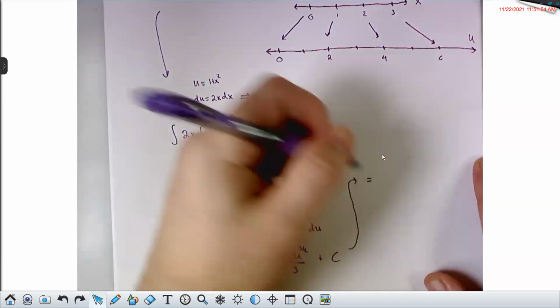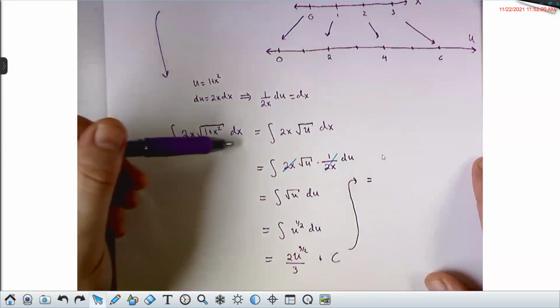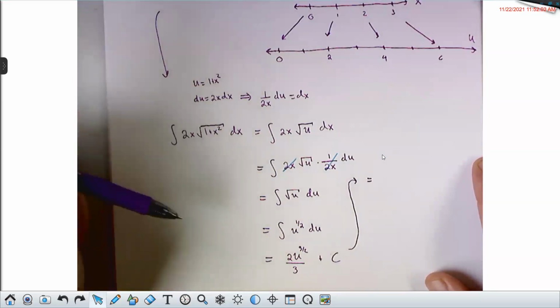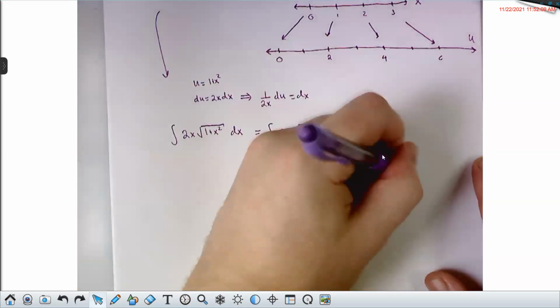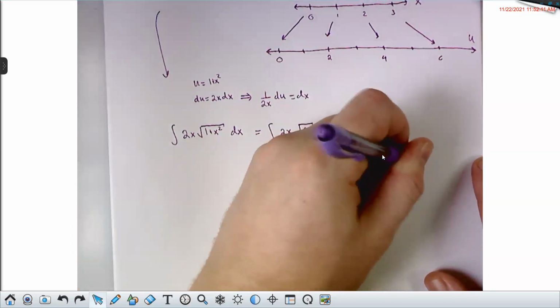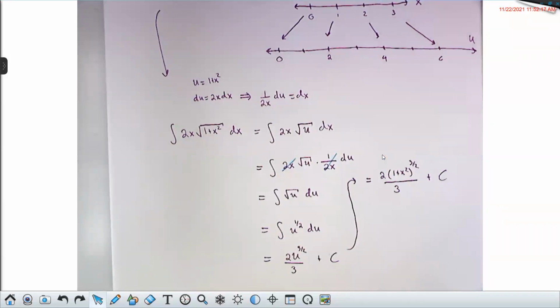I plug back in the original variable. All right, this is an indefinite integral I'm trying to solve. I'm asking, what is the most general antiderivative of 2x times the square root of 1 plus x squared? That answer had better be a function of x. So this is 2 times 1 plus x squared to the 3/2 divided by 3 plus c. And that is the answer to this problem. The indefinite integral of 2x times the square root of 1 plus x squared is 2/3 times 1 plus x squared to the 3/2.